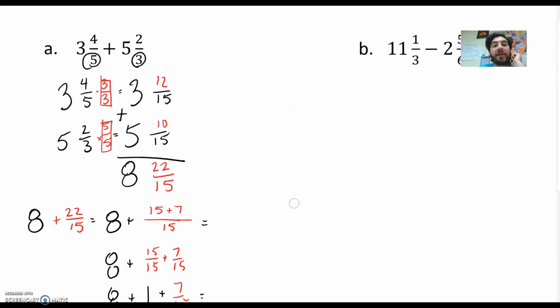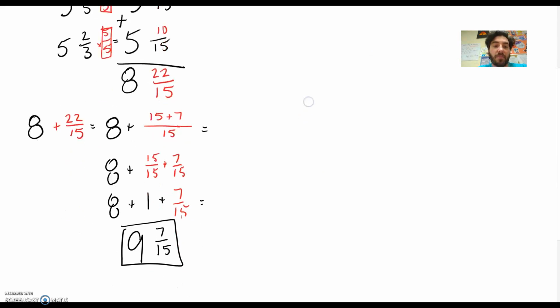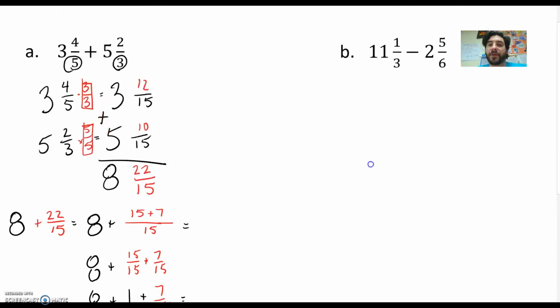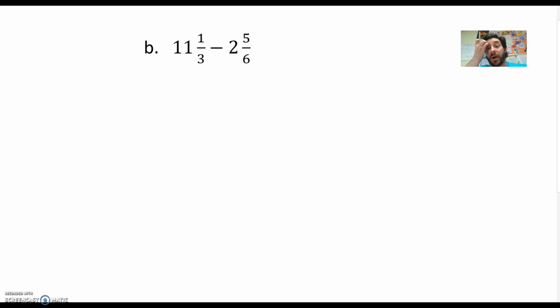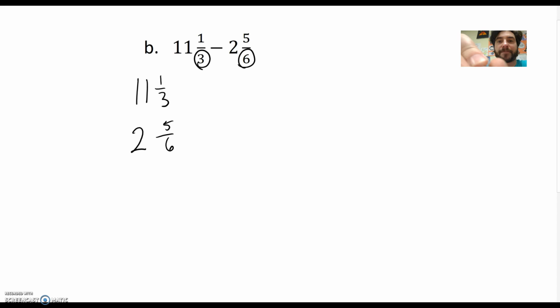So we added our fractions, finding common denominators, added the whole numbers, added the fractions, and then converted our fraction that's greater than 1 into 1 and 7/15ths, which we then could add to 8. So let's try that with subtraction. Again, we want to find common denominators between thirds and sixths. This one's not too bad. So 11 and 1/3 minus 2 and 5/6. And if you're saying that the common denominator is sixths, you are correct.